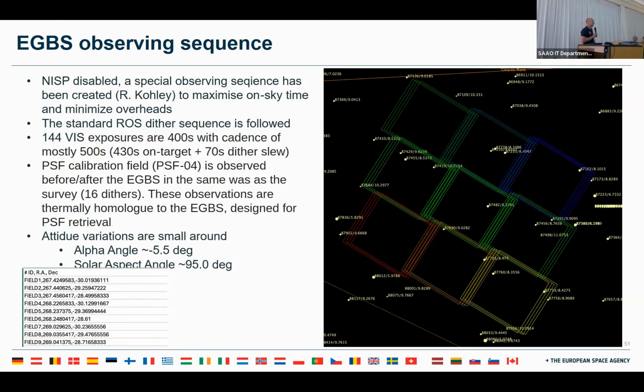But it's also very important that before and after, we observe the PSF number 4 field exactly in the same setup. Not with 9 by 9, but just in one position with 16 liters. So that will be a thermally homologous position. The spacecraft will be rotated around the sun vector only, so we don't change anything thermally. But that's a standard PSF field where the PSF retrieval could happen without the problem of confusion.